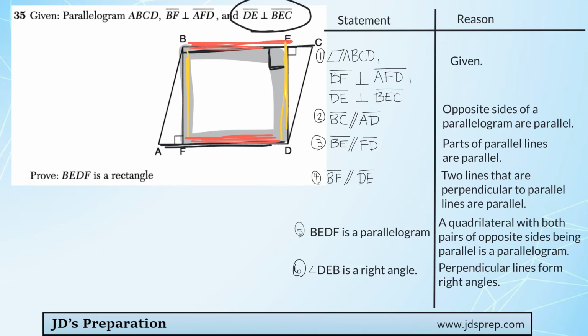And we did it. We can now conclude that BEDF is a rectangle. And that is because we've got a parallelogram with one corner being a right angle. Therefore, it has to be a rectangle.